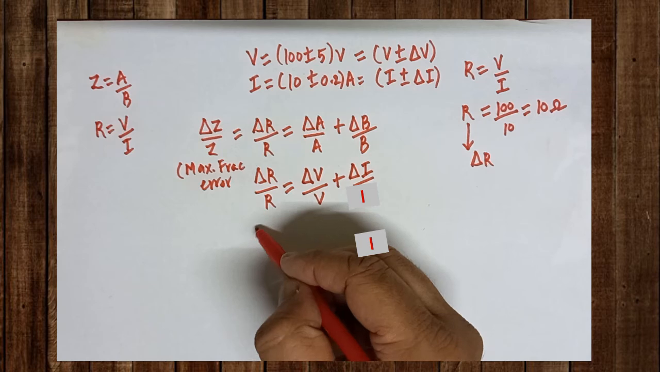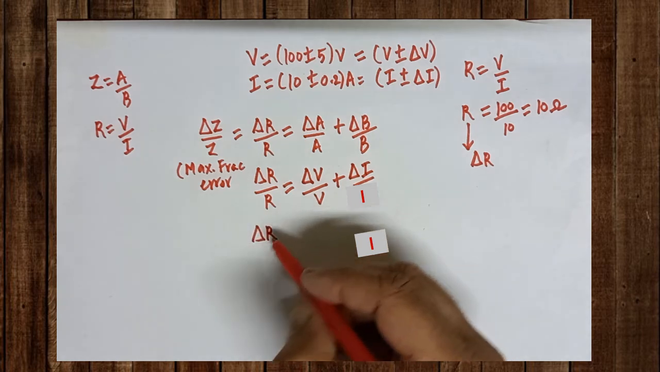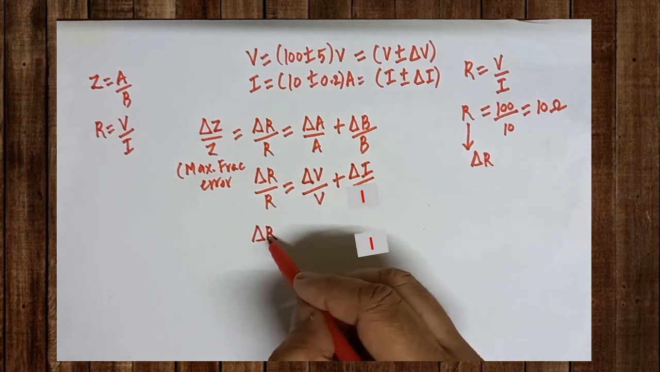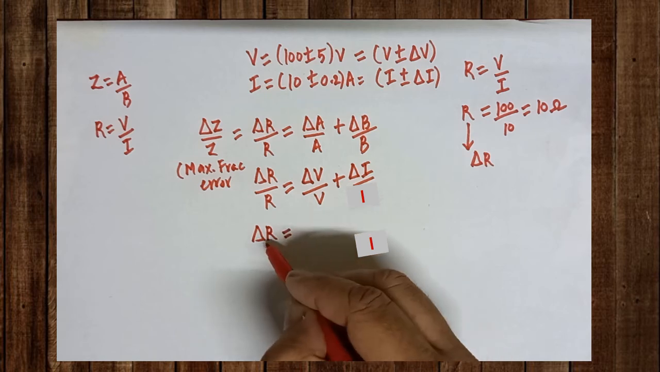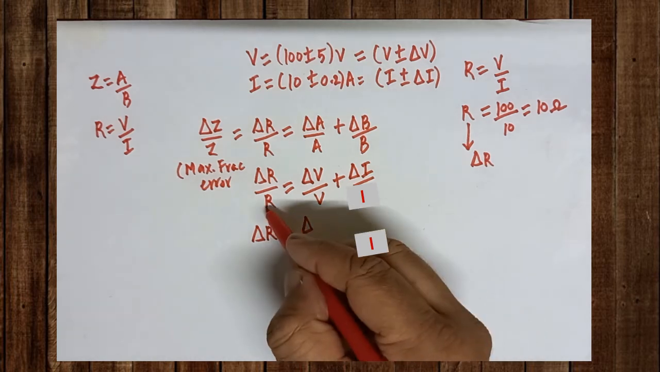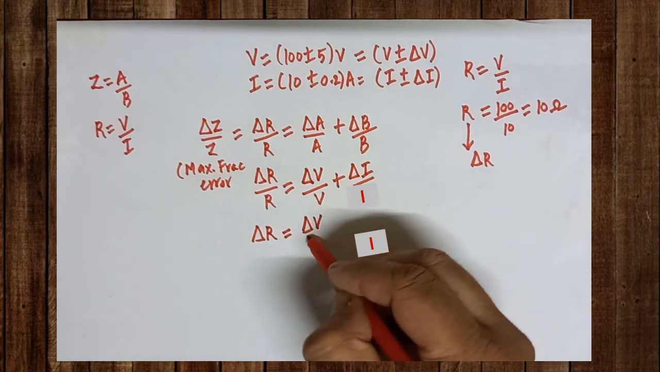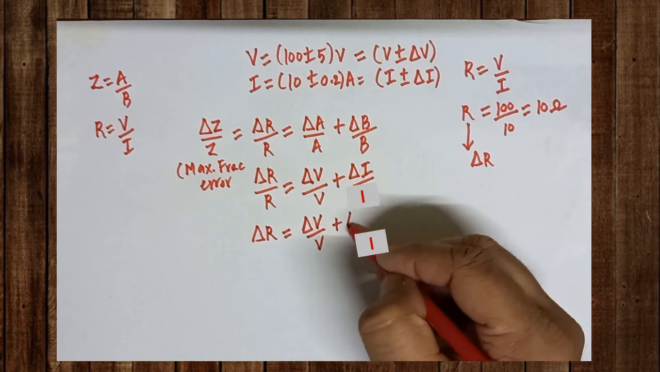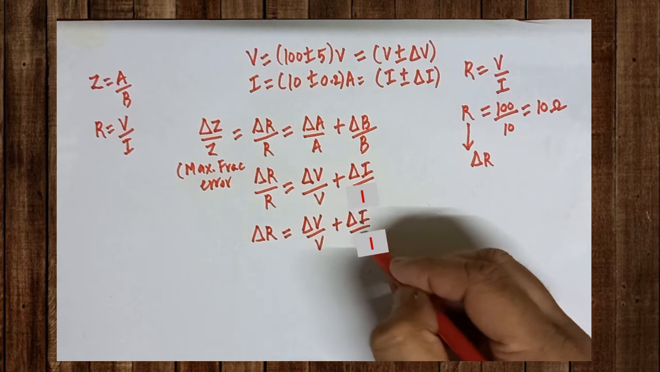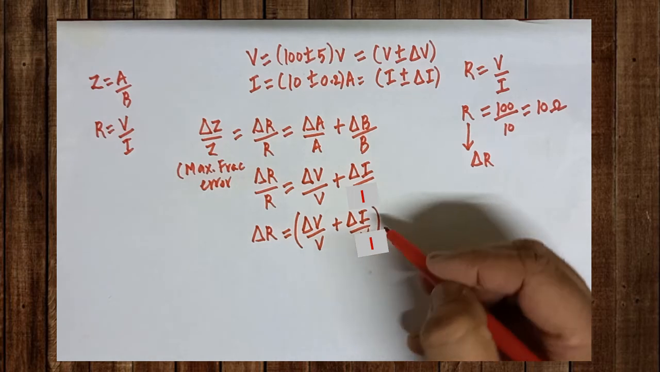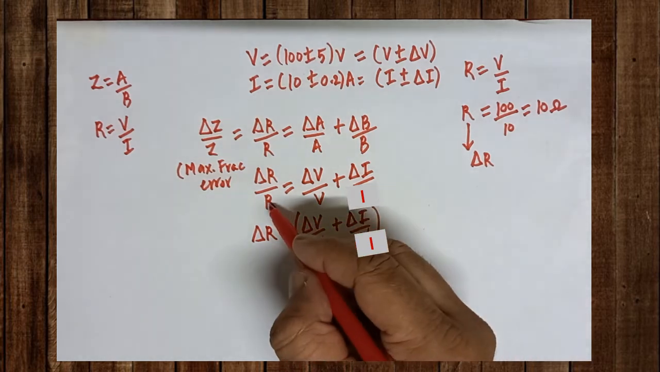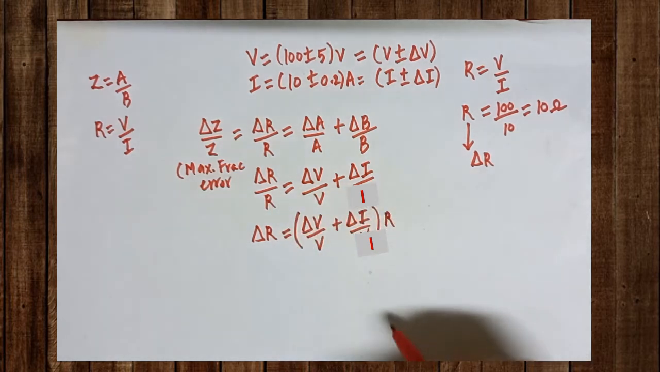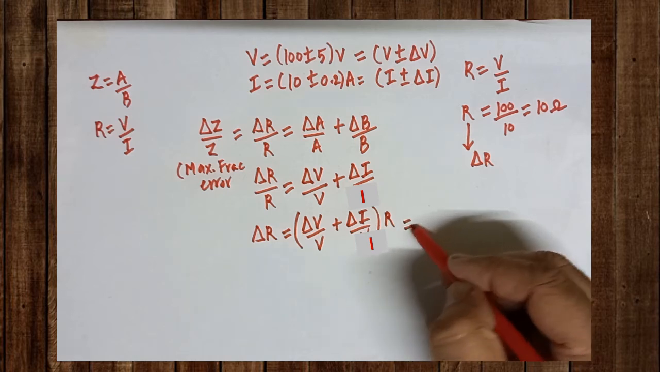Now you keep this del R alone. What is del R? Del R is nothing but error found in R. Keep del R on one side and bring this R to this side. Del V divided by V, del I divided by I, close it by bracket, cross multiply with R. Are you clear? Now substitute the value.